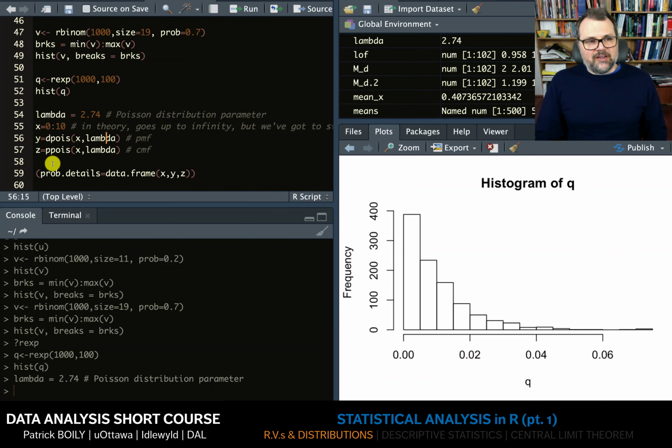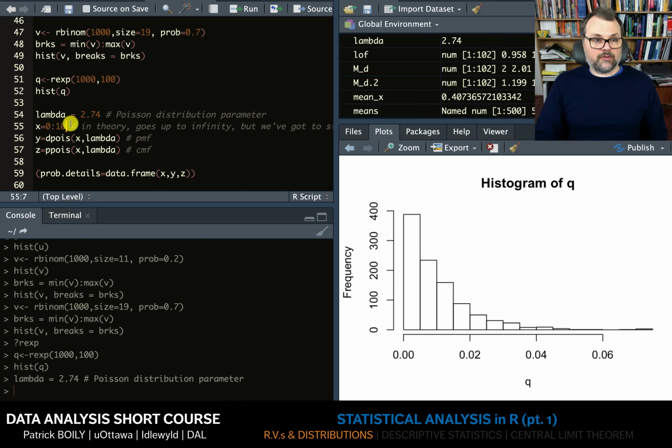I'm going to call different functions here. I'm not calling rpois and ppois. I'm calling dpois and ppois. dpois, d and whatever random distribution you're interested in, will compute the probability mass function for the various values of X. And ppois will compute the cumulative mass function.